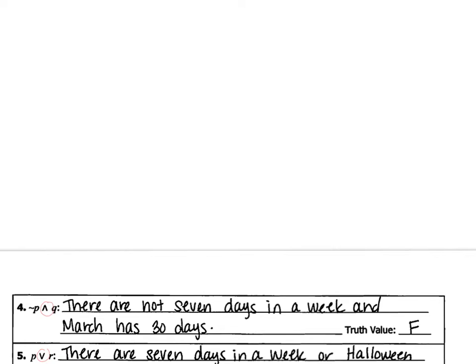So going back to number 4, not P. Statement P said there are 7 days in a week. So since I have this symbol here representing not P, I'm going to add the word not in my sentence. So I'm going to say there are not 7 days in a week, and March has 30 days. So now evaluating this compound statement, the truth value is false.